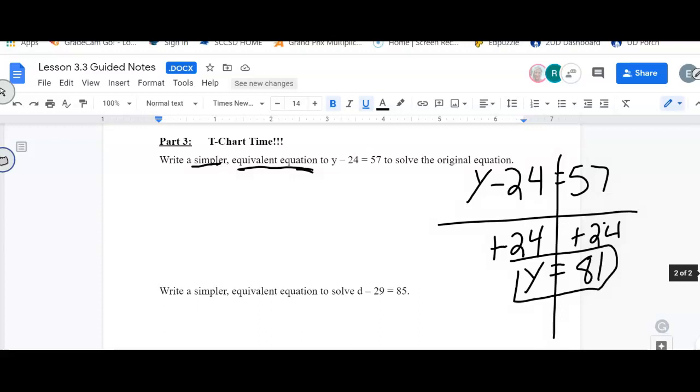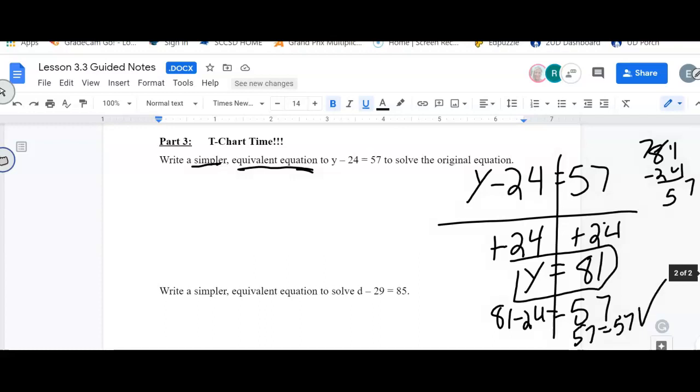Thank you. Okay, so now we're going to plug it in. 81 minus 24, does that equal 57? 81 minus 24, borrow here. 57 equals 57. It checks off. There's our check mark. Good? Okay, go ahead and solve the one below it.